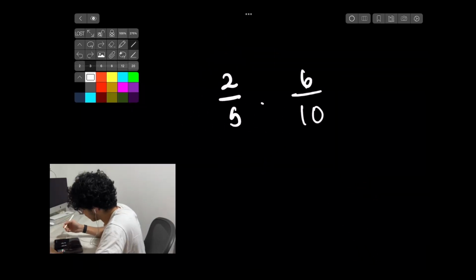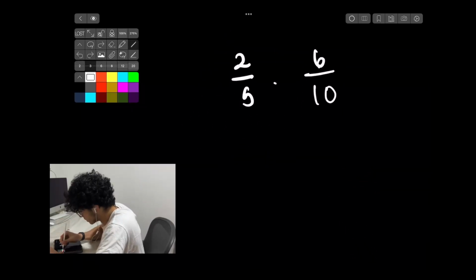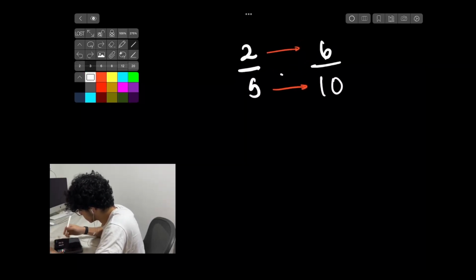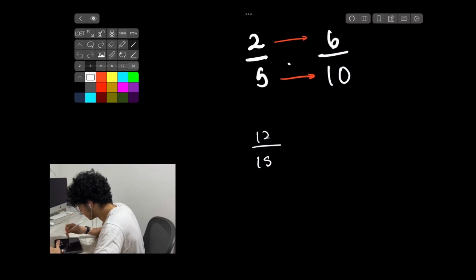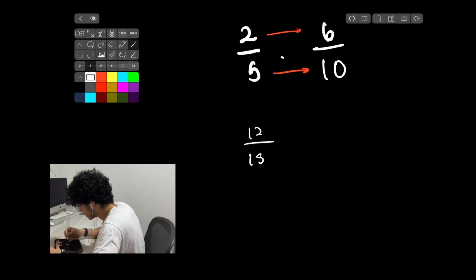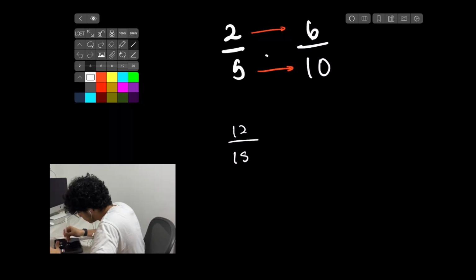Let's say 2 over 5 times 6 over 10. Well, just as before, we're going to multiply the top with the top and the bottom with the bottom. This is going to give us 12 over 15. Oh, I think I can simplify this one. Why? Well, because 12 is the same as 4 times 3, right? And the bottom one, that's just the same as 5 times 3, right?